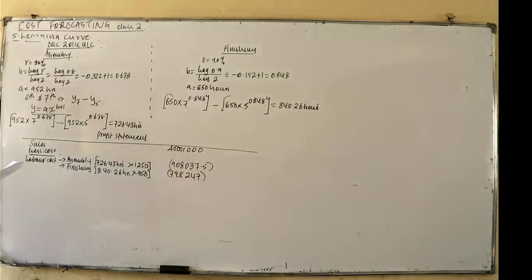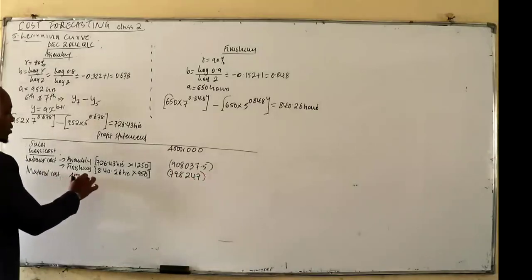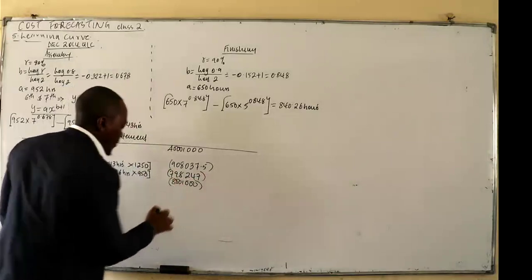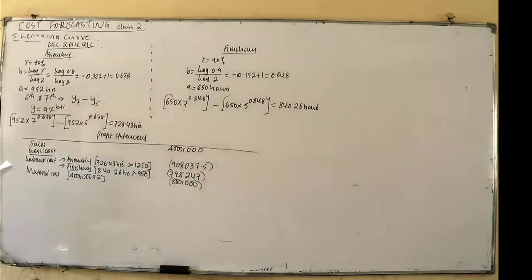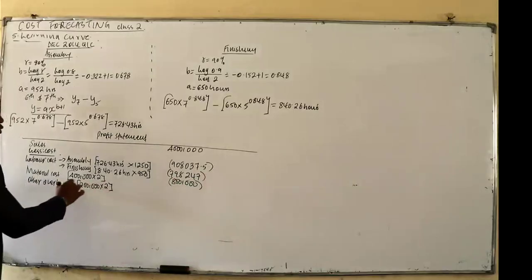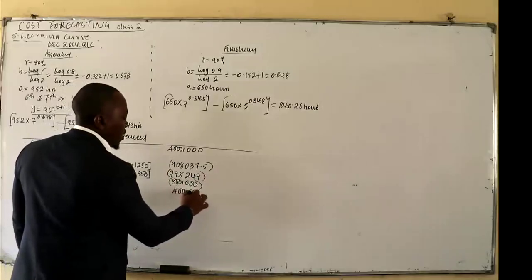Note number four. The direct material cost per motor vehicle is estimated at 400,000 per motor vehicle, and you're making two motor vehicles, so the total will be 800,000. And other directly attributable overheads are 200,000 per motor vehicle, and there were two motor vehicles, so it's an amount of 400,000. Now give me the profit or loss.